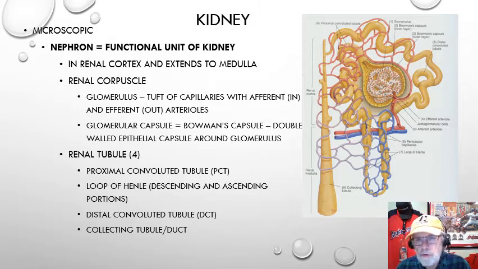And a lot of these tubules will extend into the medulla, and definitely the one on the left that looks like the big horn, which is the collecting duct or the collecting tubule, does go all the way down through the medulla and empties eventually into one of those calyces, like we talked about before.